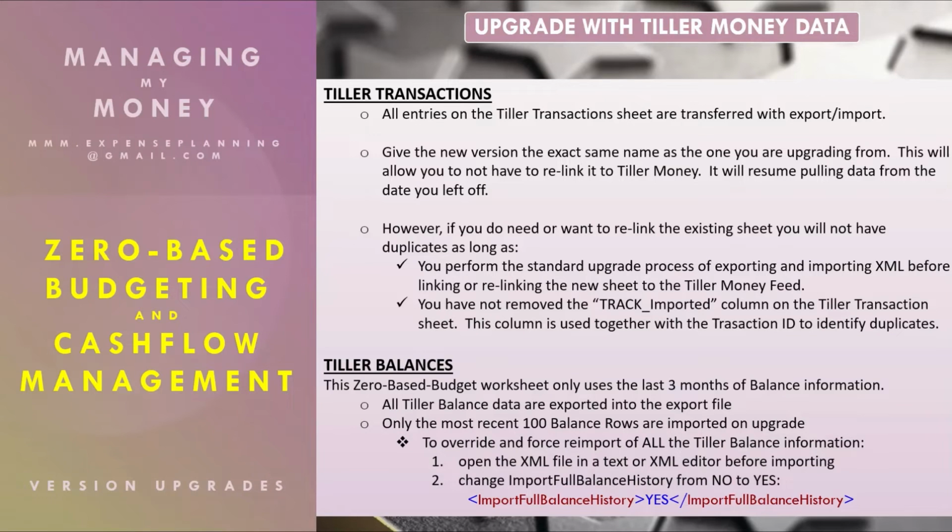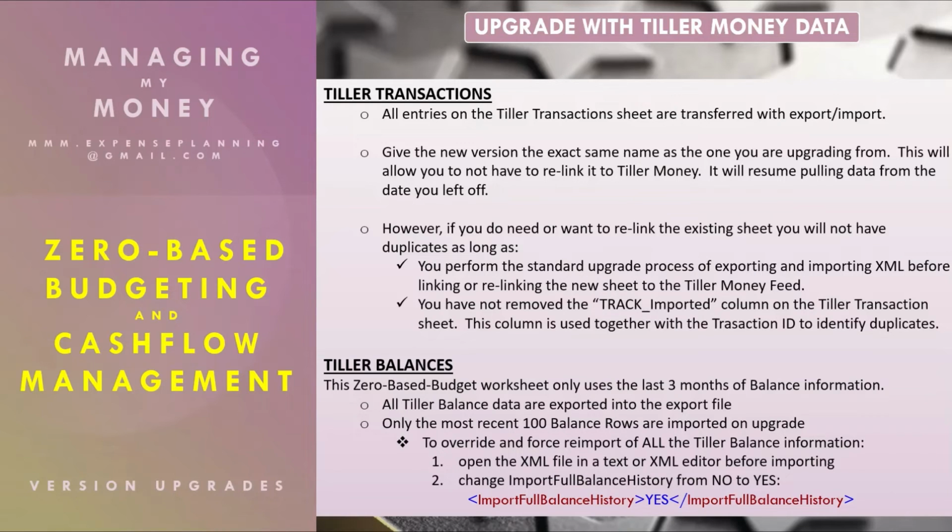However, if you do need to or want to relink the existing sheet with Tiller, then be aware that you will not have any duplicates as long as you perform the standard upgrade process that I just explained of exporting and importing XML before relinking or linking the new sheet to Tiller Money Feed, and you have not removed the track imported column in the Tiller transaction sheet. This column is used together with transaction ID to identify and remove duplicates. So it's all automated. You don't need to do anything. Just make sure you haven't manually deleted that column.